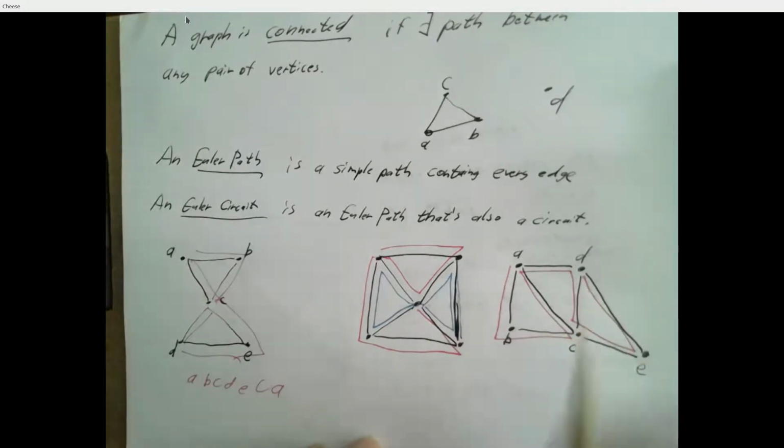Cool. Look good? Awesome. But it's not a circuit, right? But it is a path. Perfectly valid Euler path. Do you think there's a circuit? An Euler circuit, yeah. So it turns out there's no Euler circuit for this, but there is an Euler path.